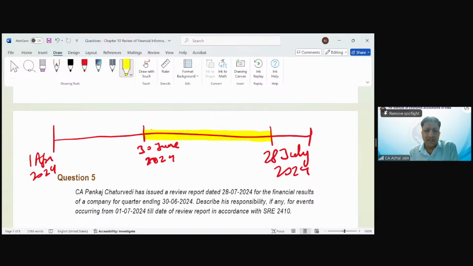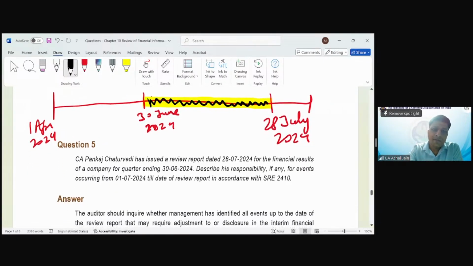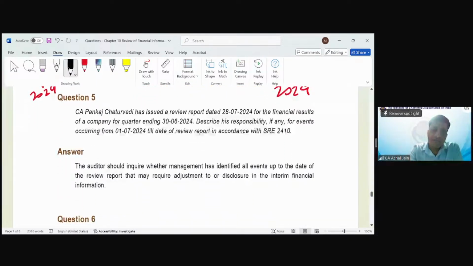See, there are two different things here. One is whether your conclusion is modified or unmodified. That's not the requirement of the question. The question is simply asking what you will do as an auditor in respect of this period, which is about subsequent testing. As simple as that. Here I will simply write that the auditor will inquire with the management whether the management has identified all the events up to the date of review, and whether they are adjusted and disclosed in the interim financial information or not. That I will check and ensure.